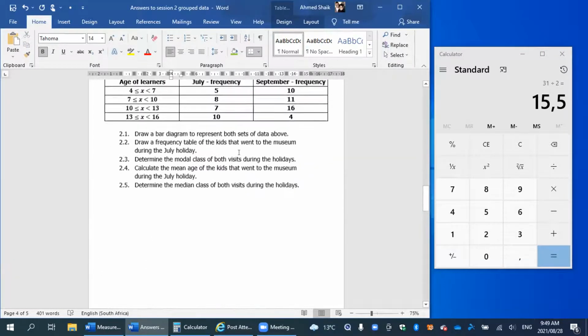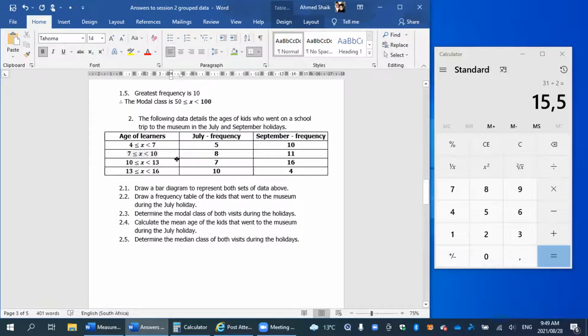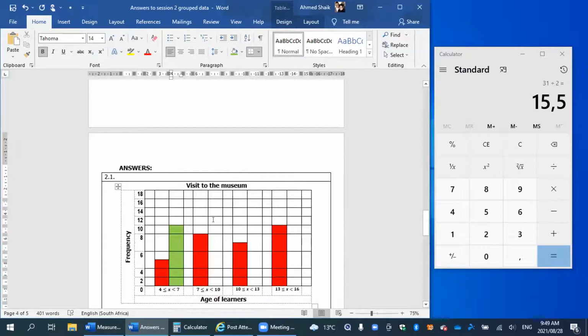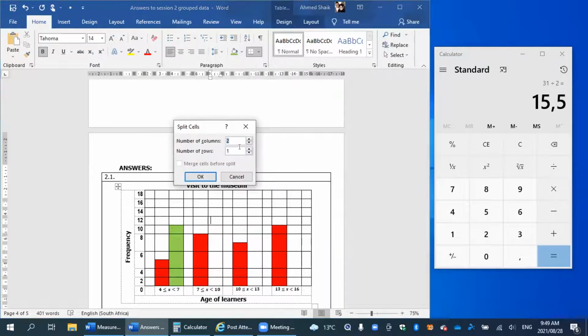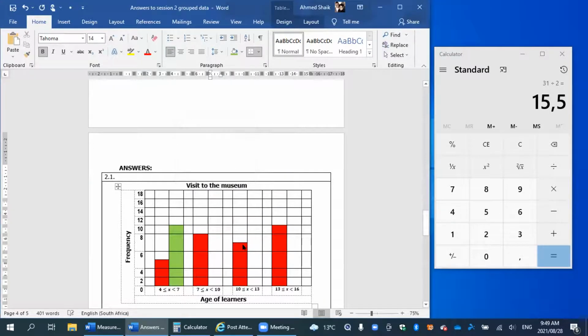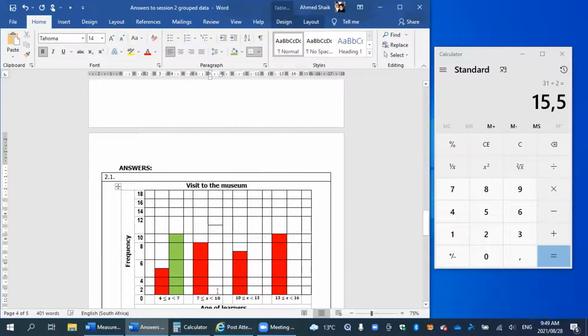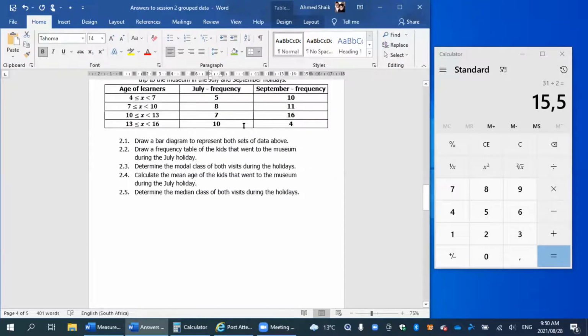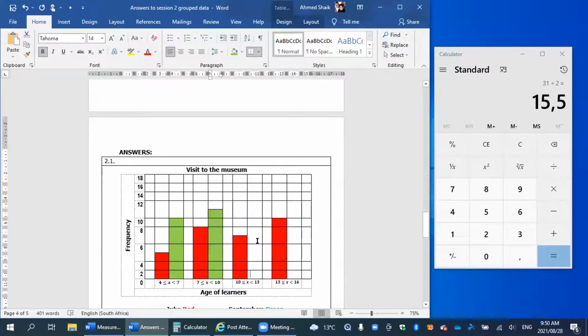Let's look at our next interval. We have 7 less than or equal to x less than 10, and it had a frequency of 11. Let's split that first. Okay, so 11 should be there. And that is what your second bar should look like. Looking at our third interval for September, we have a frequency of 16. So I'm going to go from 0 and highlight all the way to 16 in green. And that should be your third bar.